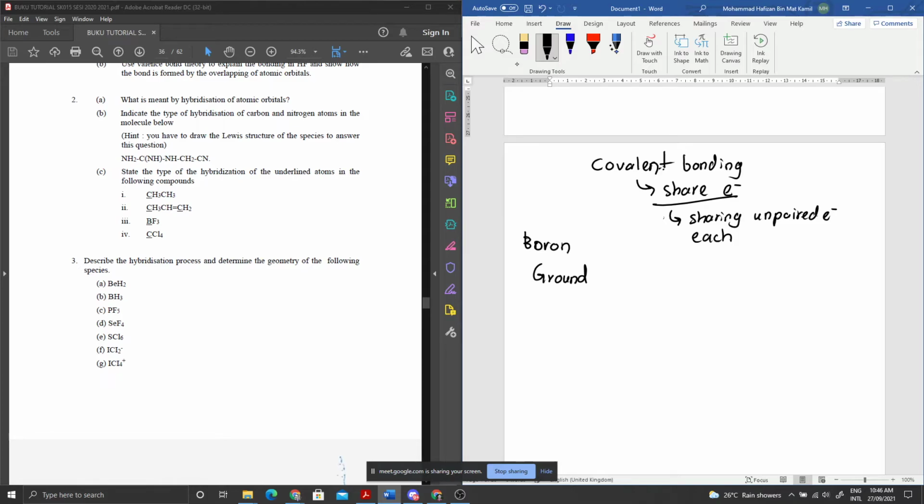So boron, dia punya ground state. Okay, boron is 5 electron. Dia ada 5 electron. So it is 1s2, 2s2, 2p1. Okay, dia punya ground state, okay, untuk boron. So untuk boron you just lukis lah sampai 2s. Siapa lah letak 3 ni? Is 2p. So dia punya ground state is 2s and 2p, right?